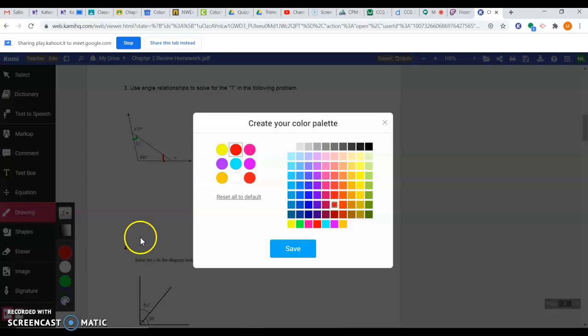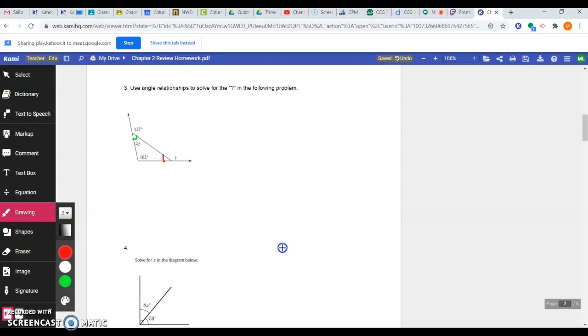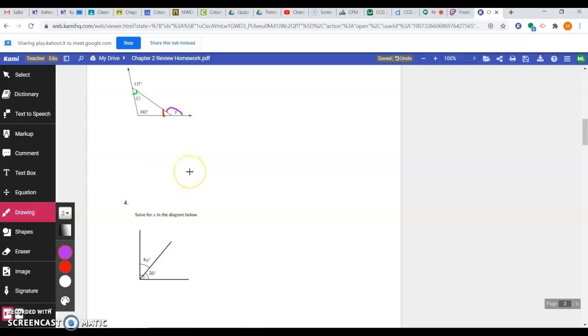Once I have the red angle, I can find, let's see if I can grab a different color, I can find the purple angle here because the purple angle plus the red angle have to add up to be 180. Okay, and I'm purposely not putting values in there because I want to see if you can come up with these two values for red and purple.